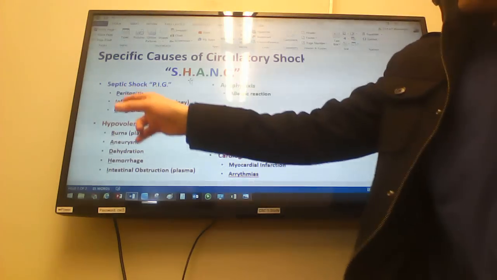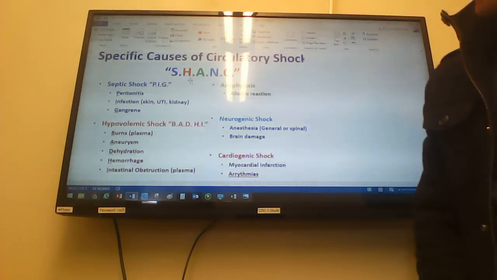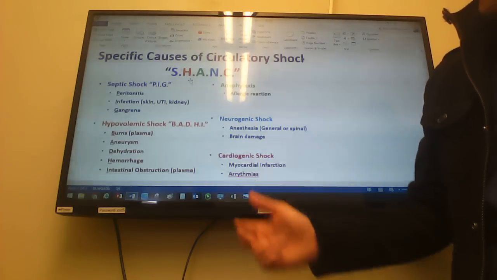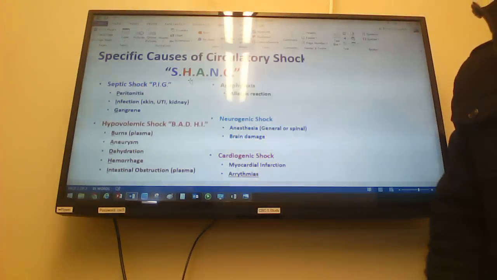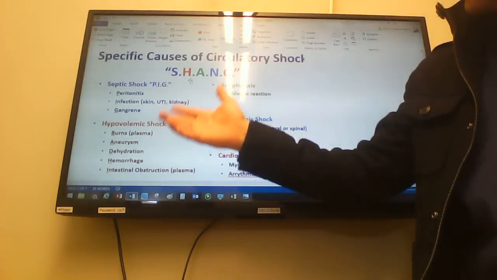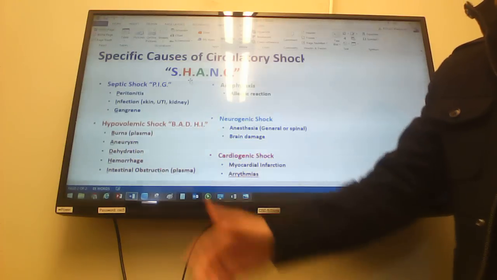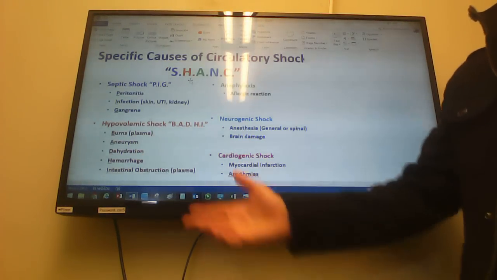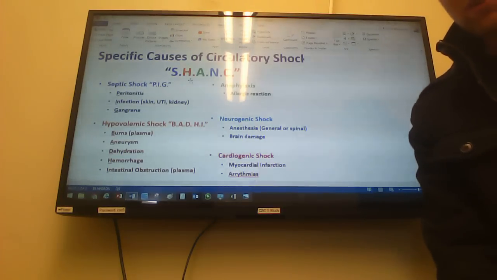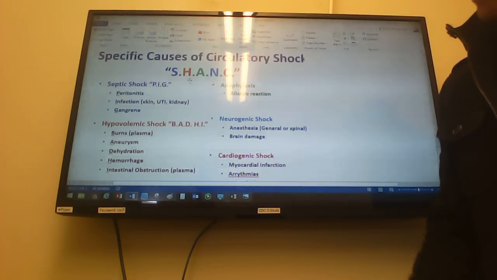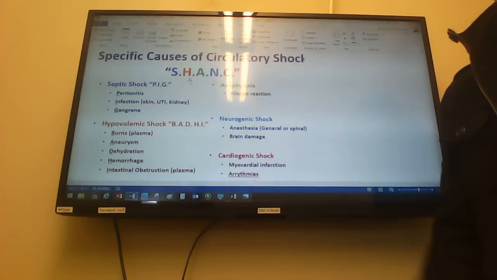And then under each one of these things, there were things that can cause it. What causes septic shock? Peritonitis, infections of the skin, UTI or kidney, and gangrene. Well, P-I-G, pig. So septic shock, I memorized the word pig for that. I mean, it's a silly thing. It doesn't always work well. Hypovolemic shock, burns, aneurysm, dehydration, hemorrhage, intestinal obstruction. So I associated the word bad high with that. It doesn't always have to make sense, but it was a good first step, and I could turn around, I could recite the information from my head after putting this together, and it worked for me.